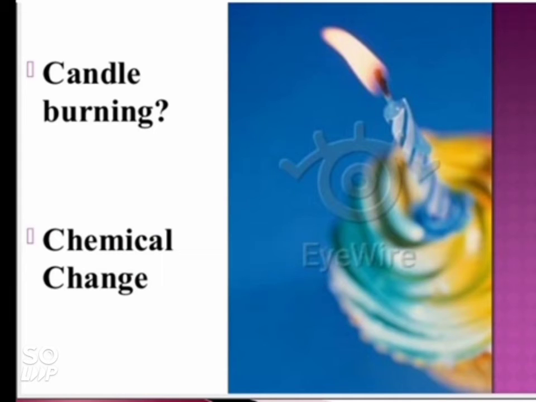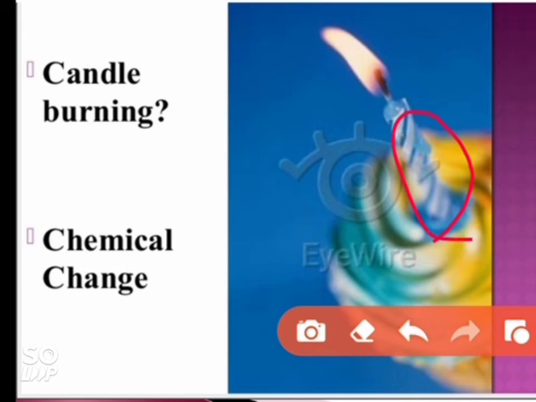Next example is candle burning. Burning a candle is included under both chemical and physical changes because the melting of wax is a physical change, because only the state of wax is changed from solid to semi-solid, but the chemical nature of the wax remains the same. But the burning of the candle, lighting of the candle, is a chemical change because it produces CO2, carbon dioxide. That's why it is included under both changes.